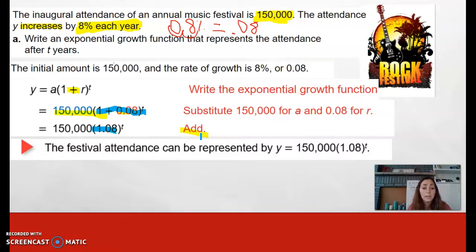Now, when you're plugging in the number of years, there's usually a second question that says, well, what about in 5 years? What about in 10 years, right? Things like that. That's where I'll show you the math of it.